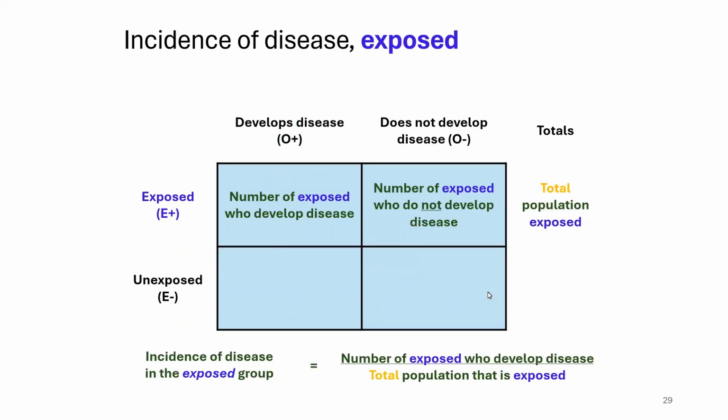So to do this, you would calculate the incidence of disease in the exposed group. That would be A, the number of people who developed the disease among the total population who were exposed. So you would take this cell, which we call A, and divide it by the total population exposed to get your incidence among the exposed. So thinking through this logically, how might you calculate the incidence of the disease in the unexposed?